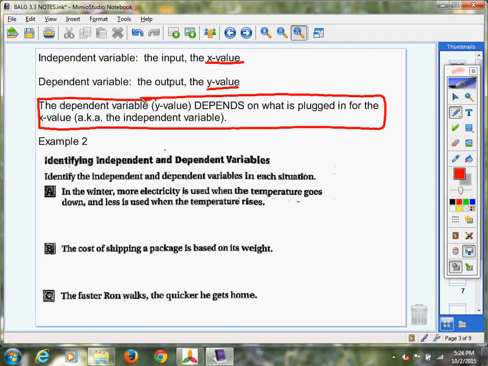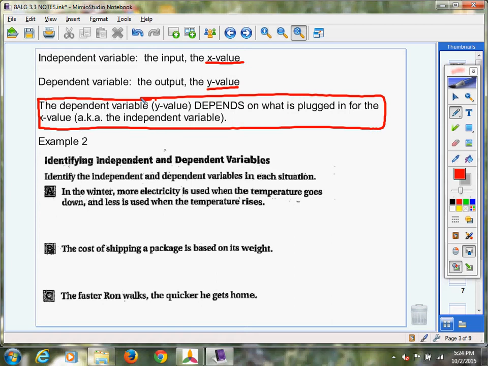Now we're identifying the independent and dependent variables. This is a very difficult thing. I think a lot of the issue is you just don't have enough life experience to really understand and grasp some of these situations. But I'm going to help you through it. We'll talk it out, and I'll try and leave one for you to try by yourself, okay?